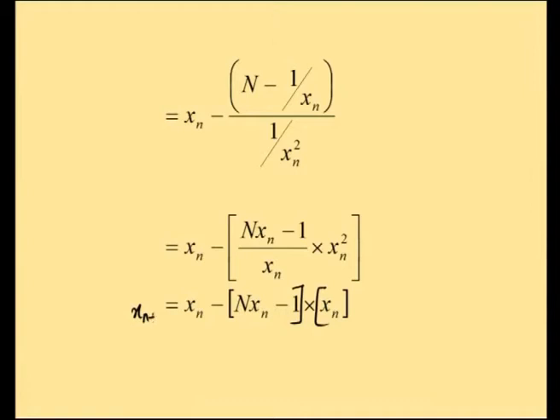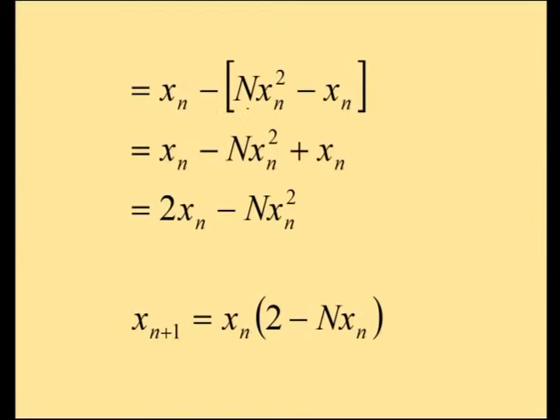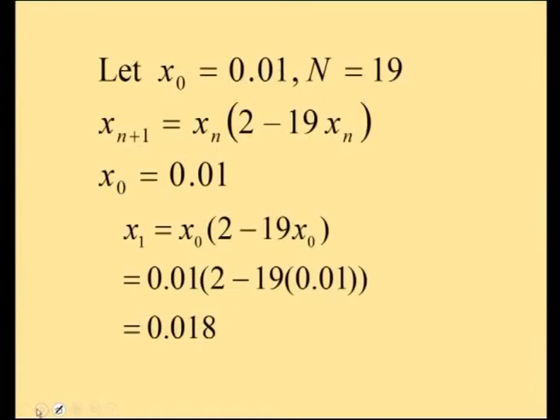So our iteration formula says xn minus n xn square minus xn, just taking the minus inside, xn minus n xn square plus xn, 2xn minus n xn square, or we write xn plus 1 is equal to xn into 2 minus n xn. First of all, let us take x naught is equal to 0.01 and n is equal to 1 by 19 to find the value of 1 by 19. Start with x naught is equal to 0.01.